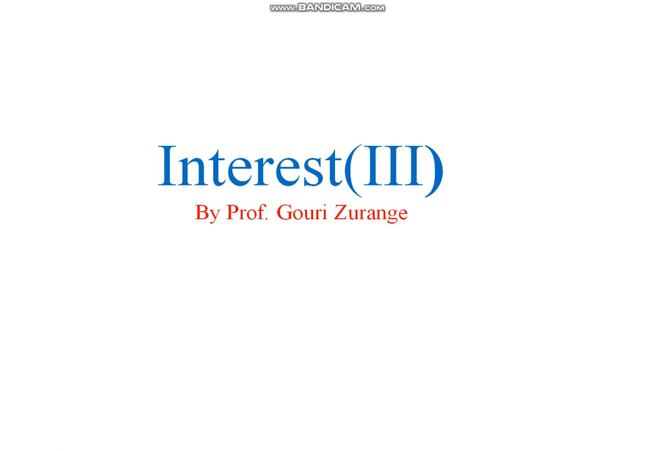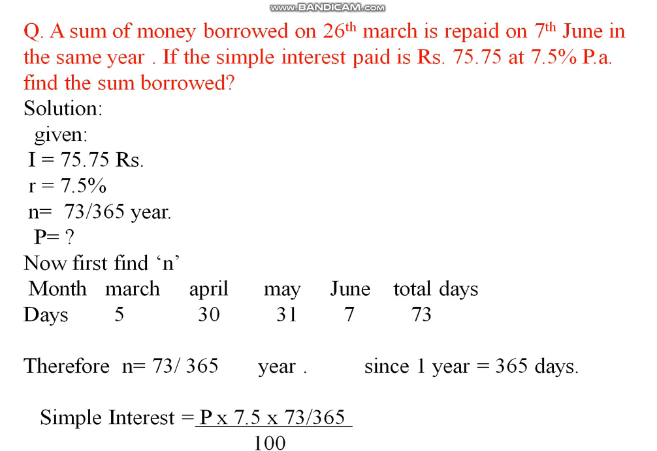In this video lecture, we continue the topic interest. In the previous video lecture, we saw the examples of simple interest. According to the given information, if we are given P, that is principal, R, that is rate of interest, and N, that is period, then we can find the amount as well as simple interest. Now see the example.